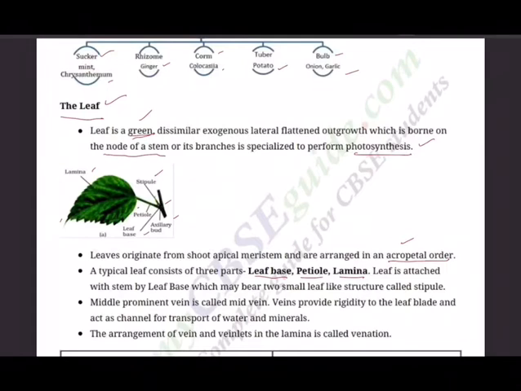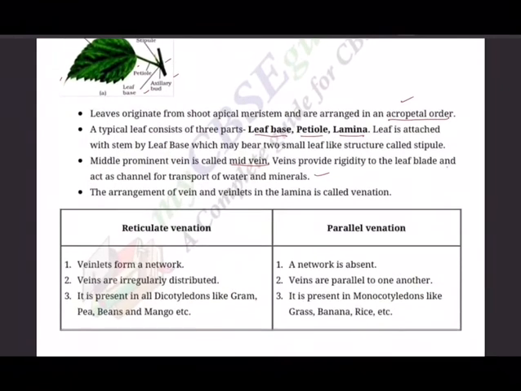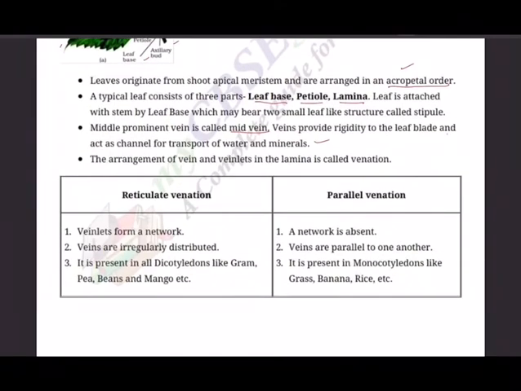Middle prominent vein is called midvein. Veins provide rigidity to the leaf blade, lamina, and act as channels for transport of water and minerals. The arrangement of veins and veinlets in the lamina is called venation. I am sure with your common observation you must have observed the varieties in venation. But basically there are two broad categories: reticulate venation and parallel venation.